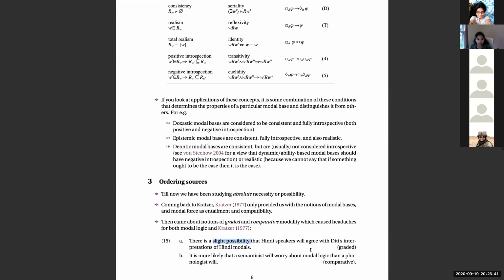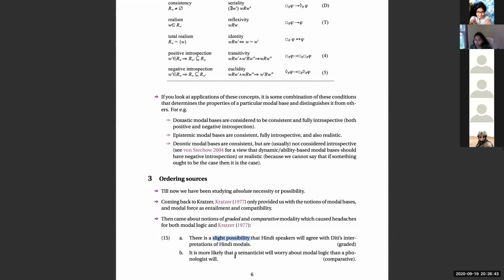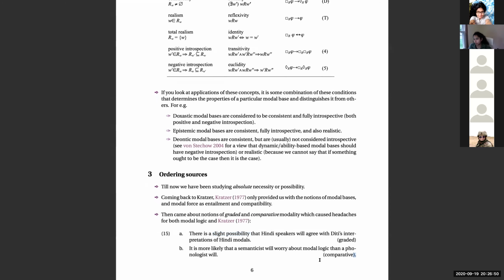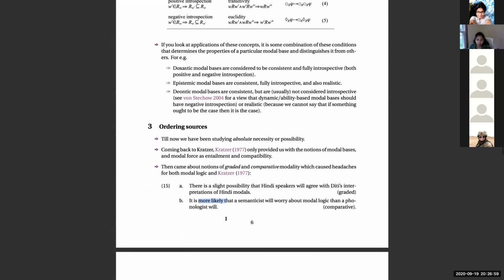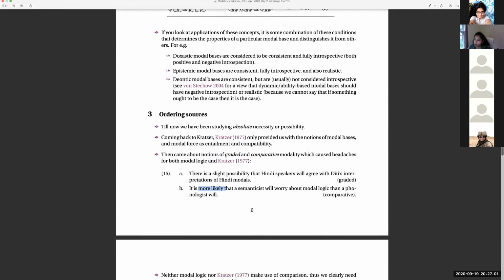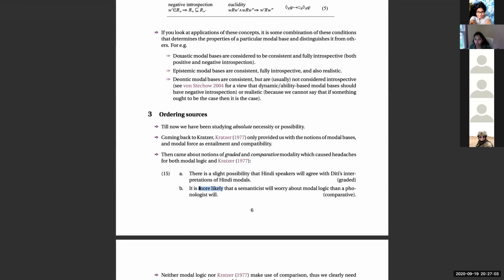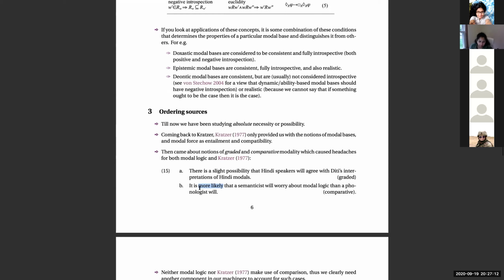Then you can say things like, it is more likely that a semanticist will worry about modal logic than a phonologist will. Okay, so that is your comparative modality. If this is more likely, we don't know what to do with it. If you only have a set of worlds, then without knowing how to compare worlds, you can't do graded modality or comparative modality.